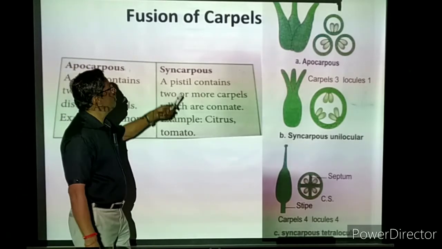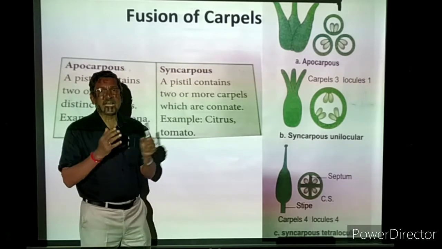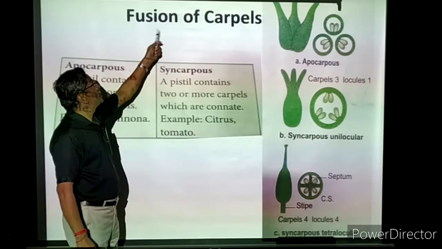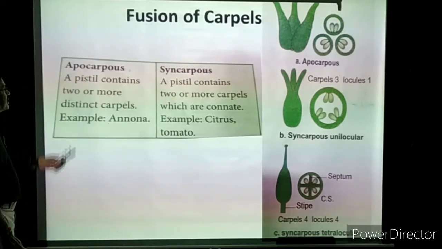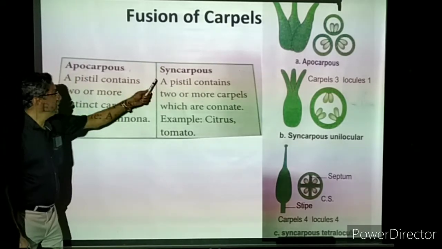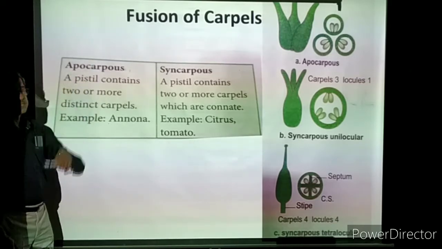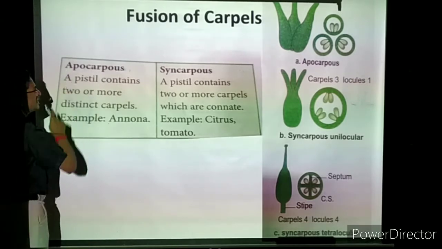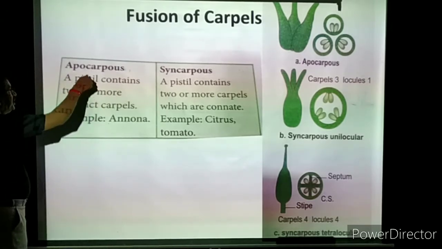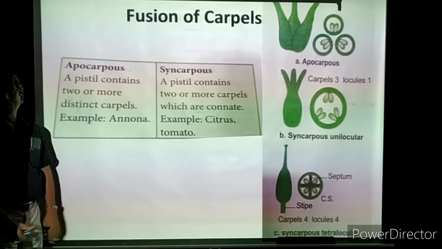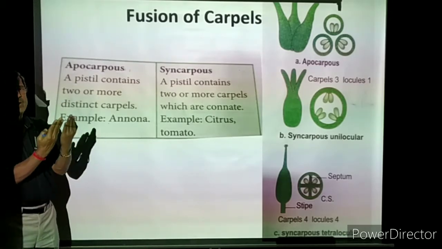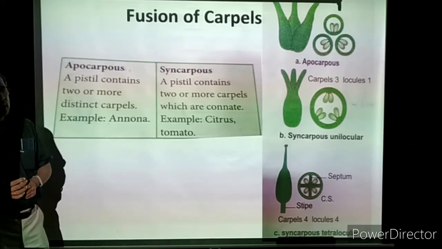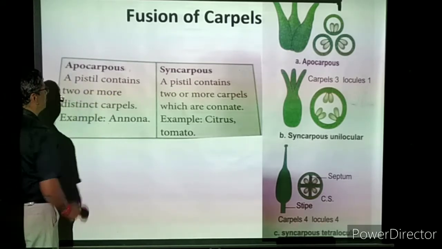Now we have to see in this topic whether the carpels are side by side touching or not, fused or not. That is called the fusion of carpels. First we will take, only two will be there. One is apocarpus. In that name, carpus means carpels, apo means free. In this particular type, all the carpels are free from each other, side by side, they are not touching. One carpel is not touching the other carpel wall. That is called the apocarpus.